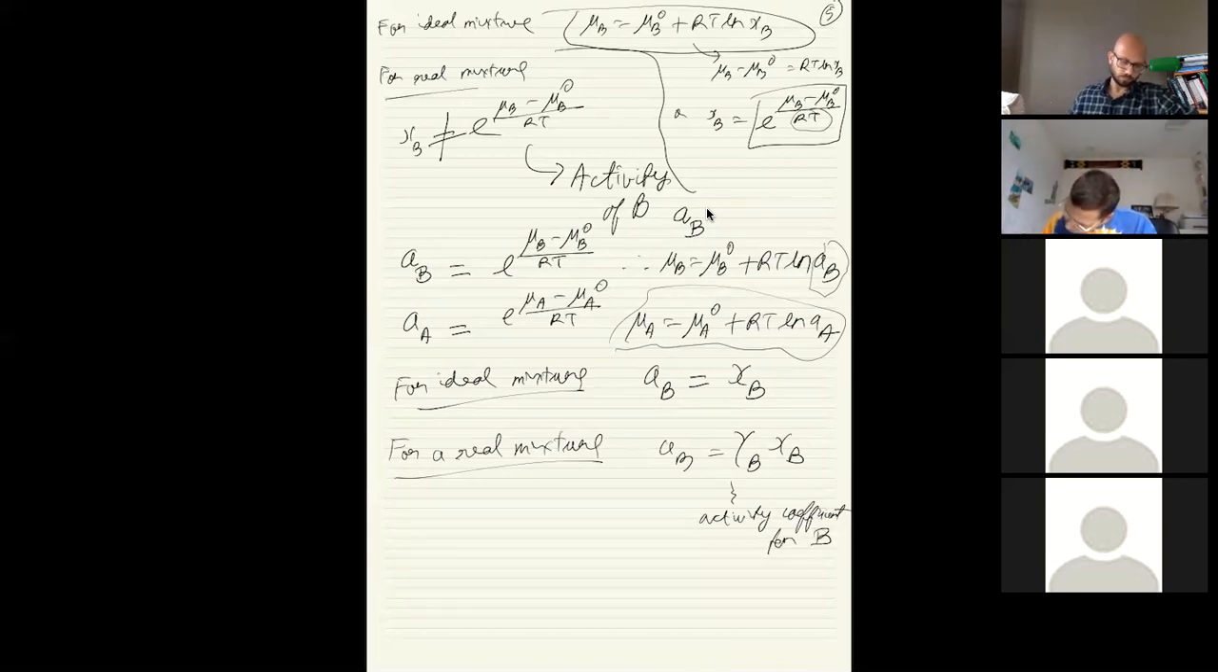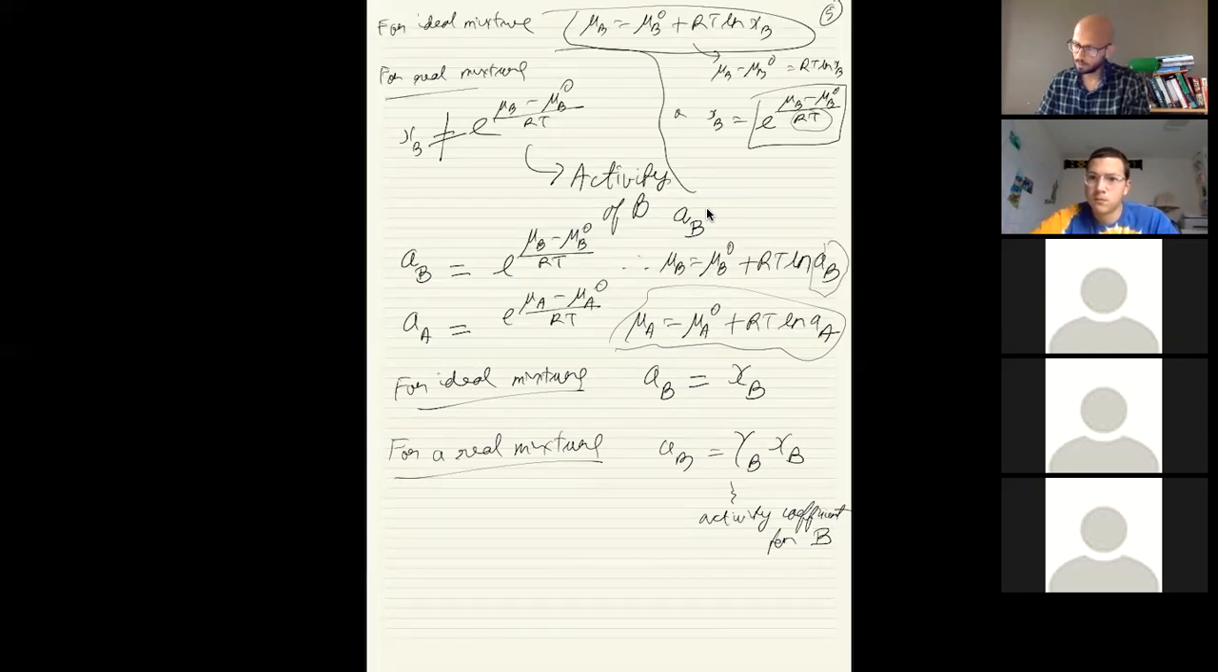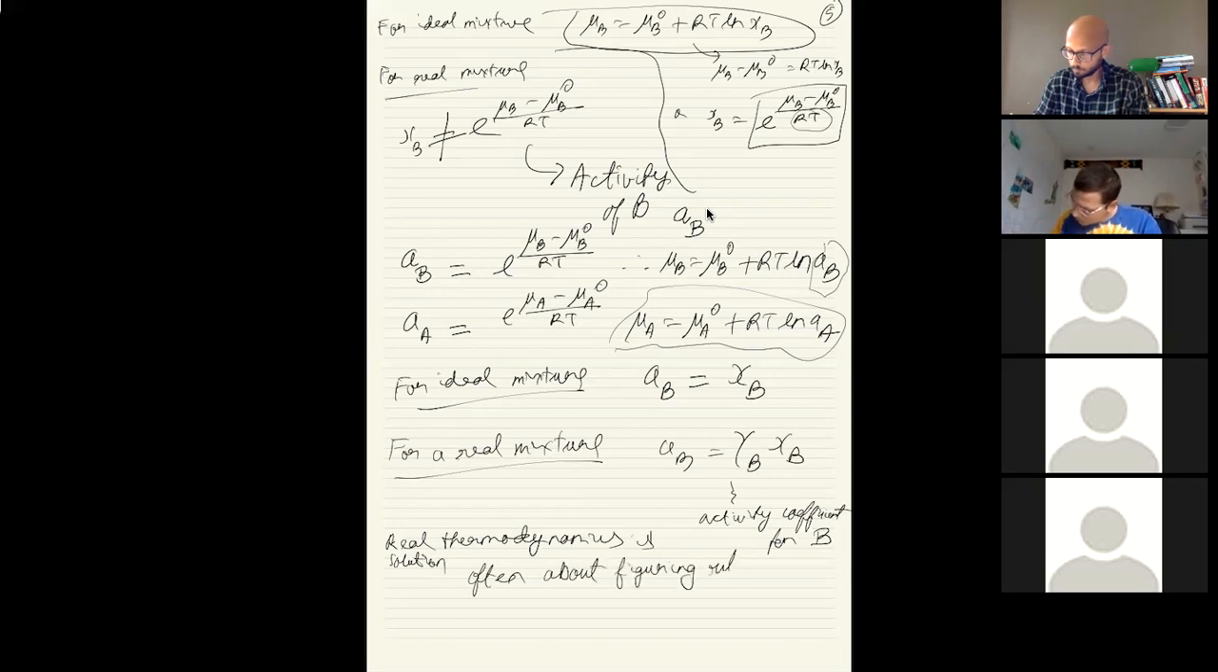for B. The reason I'm doing activity as a last topic is because it is also our foray into equilibrium constants. Equilibrium constants are often expressed in terms of activities. Gamma B could be more than one, gamma B could be less than one, gamma B could be dependent on concentration. Most of the time, gamma B itself will depend on concentration. So a lot of real solution thermodynamics is often about figuring out gamma B, the activity coefficient, and through it, a_B, the activity itself.